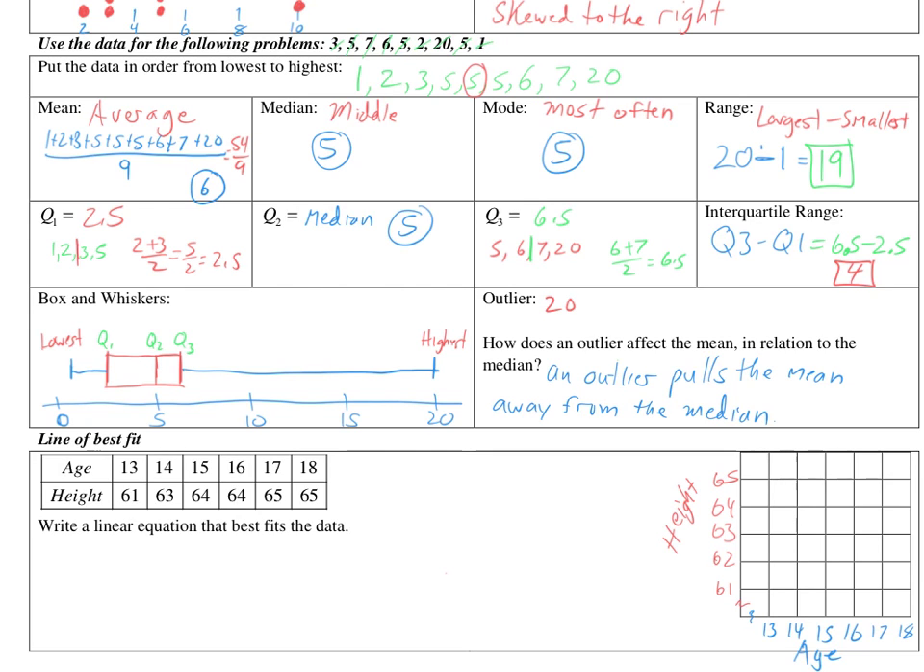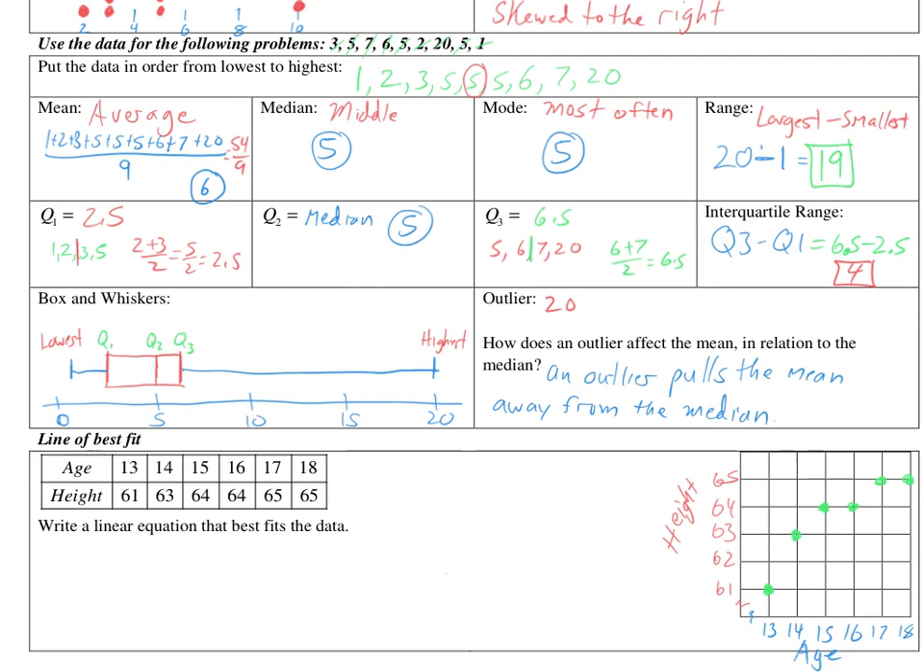Next, we're going to put data plots. So at 13, I'm going to put a dot at 61. I was putting each dot. At 14, I'm going to put a 63. At 15, I'm going to put a 64. At 16, I'm going to put a 64. At 17, I'm going to put a 65. And at 18, I'm going to put a 65. Now, those, I guess, are inches in heights. So right here, I have a set of data of some heights per age.